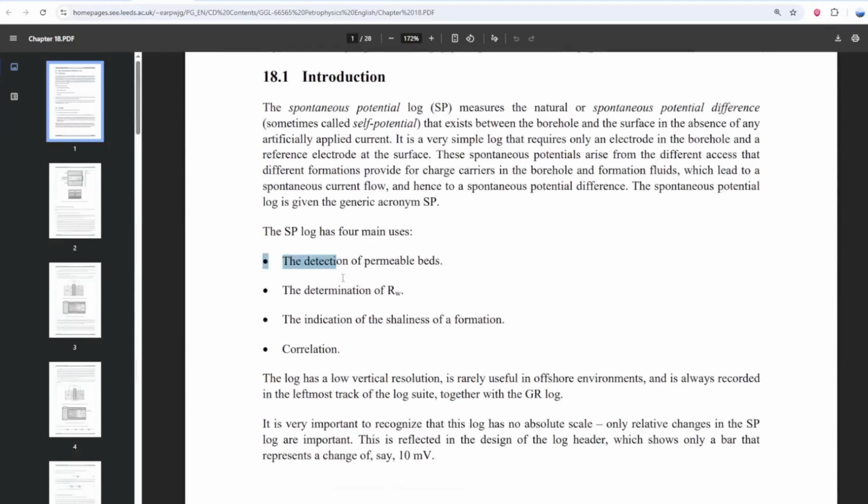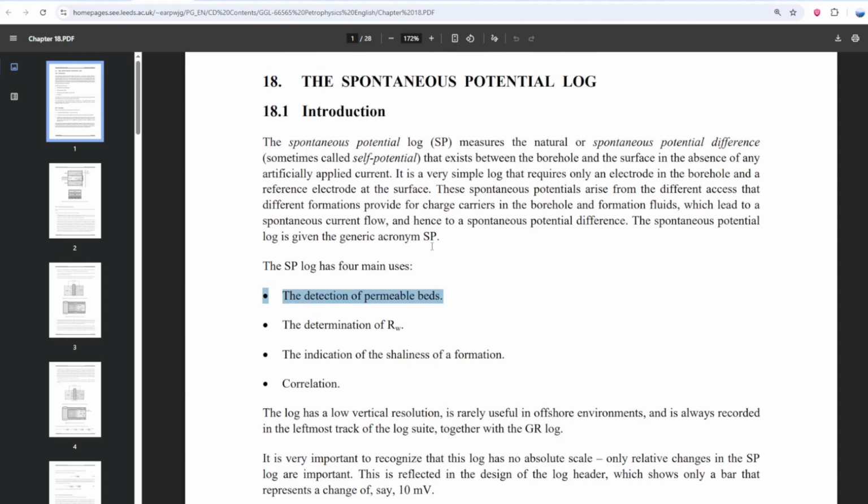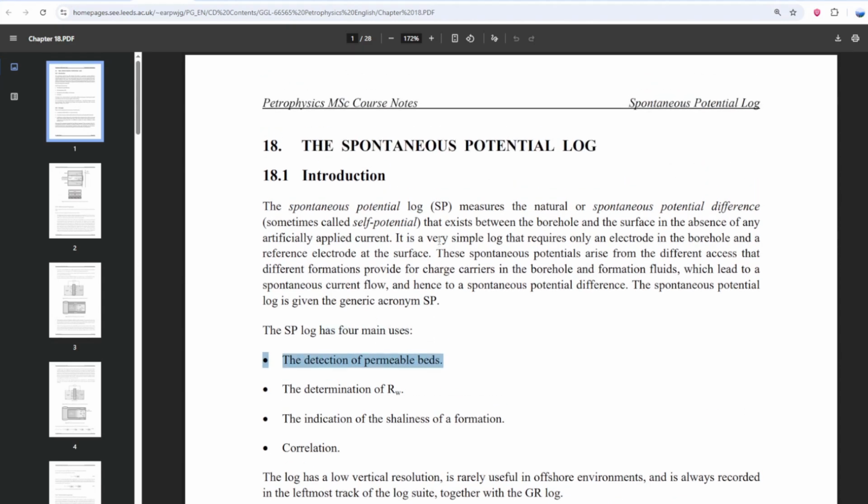But before we look at these uses, which are the indication of shaliness, correlation, determination of water resistivity, and detection of permeable beds, I'm gonna just cover these things superficially because these things are complicated, but it's an introduction to the SP log, basically.